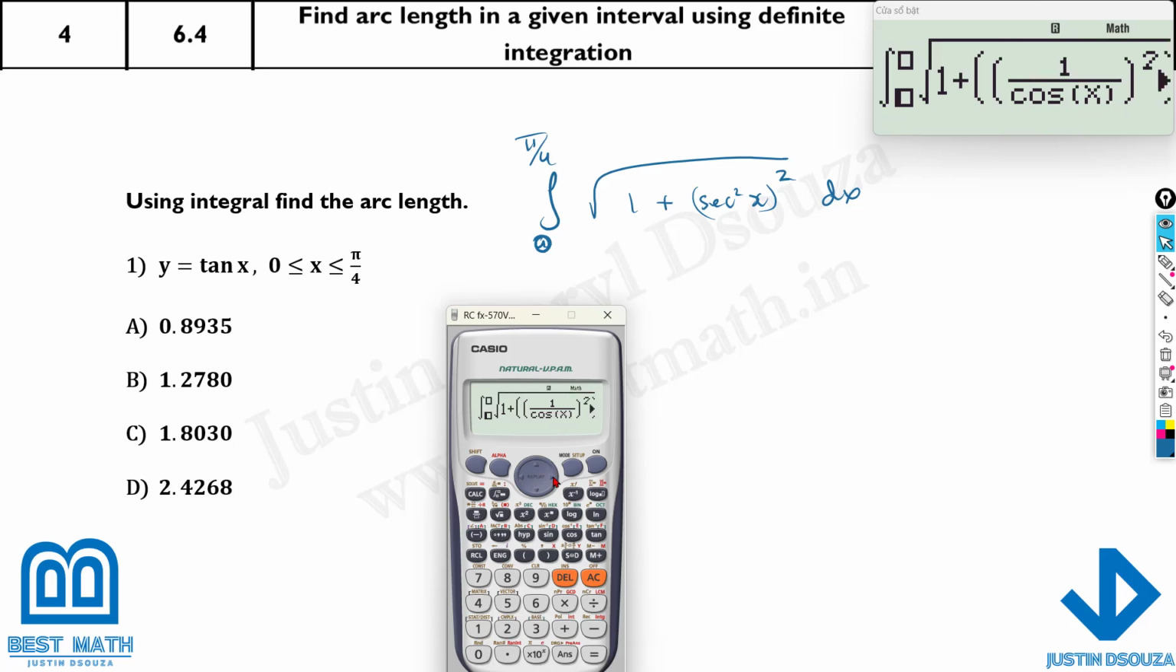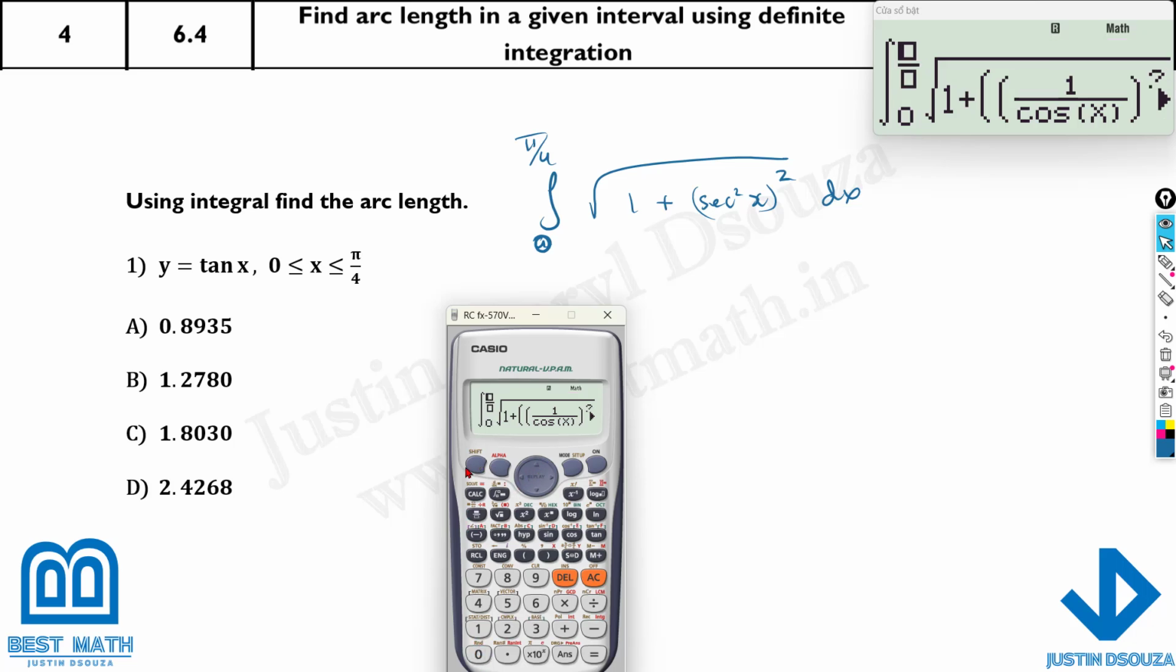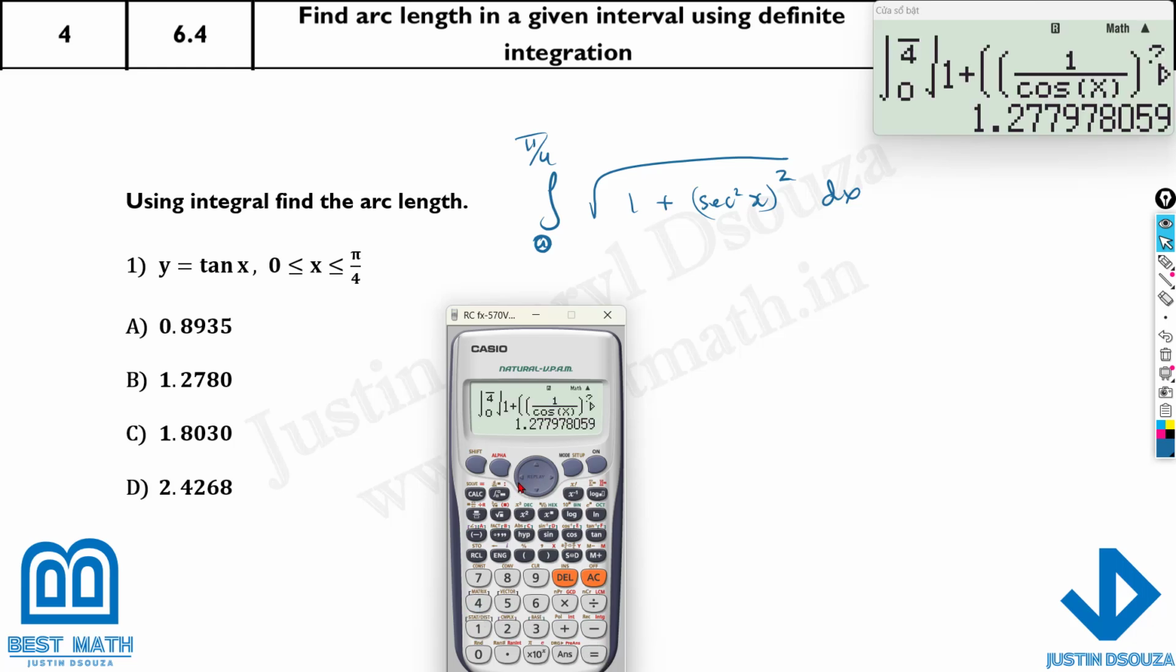And what is the mistake I'm doing? I have not put the limits. Now you need to put the limits, otherwise you won't get the answer. It's 0 and pi, that is shift and the pi symbol, divided by 4. I'm getting very clumsy. Okay, that's it. So that is the answer.